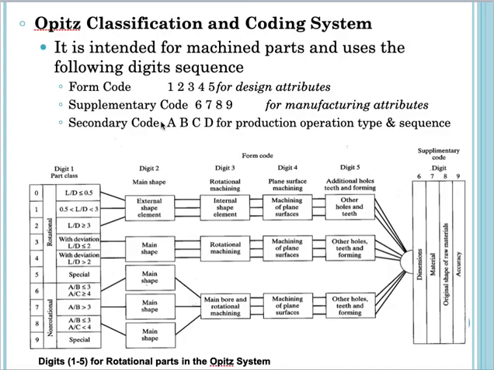And the Opitz classification and coding system is one where a coding system is used. Before going into this, we'll see what exactly is important about classification and coding systems in the next video. So we'll see about this in the next video.